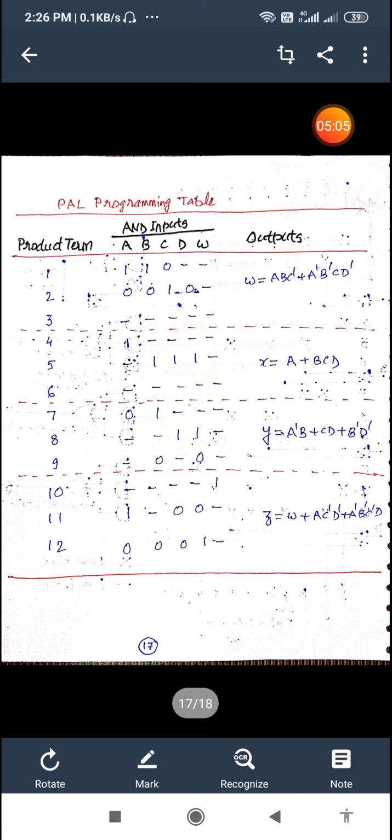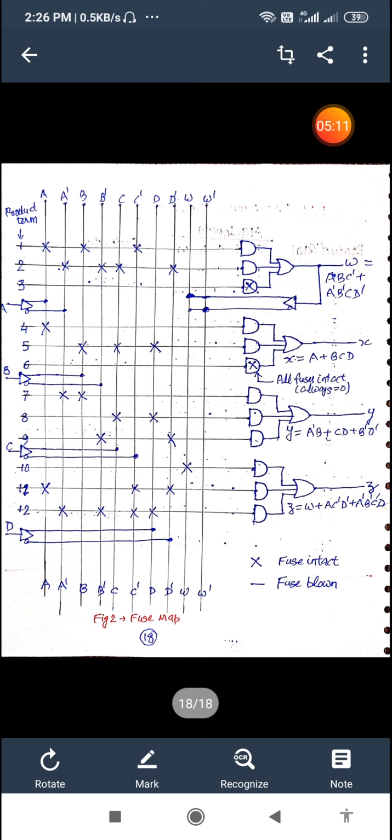Based on this, now we are programming the PAL, and just see the programming in this PAL. Here the connections are shown. Cross means fuse intact, dash means fuse blown. So this is the simple connection. If we are not using the 3 gates in the expression, then we put a cross there, and this is the complete realization of that PAL programming table.